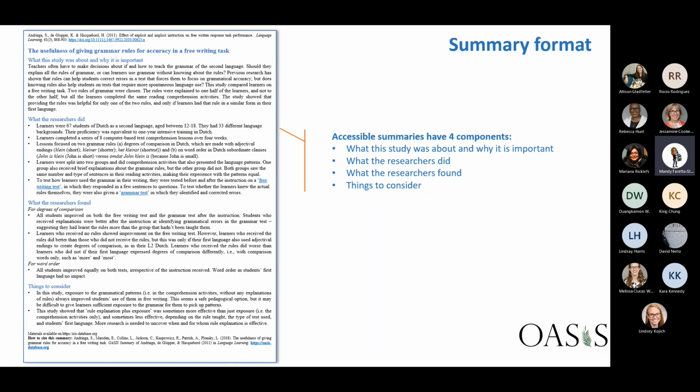All right, so the 4 components are first, what the study was about and why it's important. And again, notice how that's worded. Next, what the researchers did. So we would normally say, okay, what were the methods and procedures? Here, the heading is what the researchers did. What the researchers found, and then things to consider. So you can see it's not exactly abstract-like. Of course, a lot of the same sort of big takeaway components, but written really specifically.